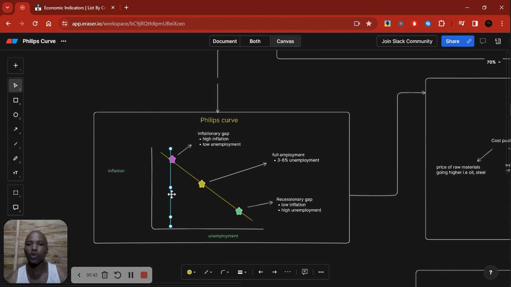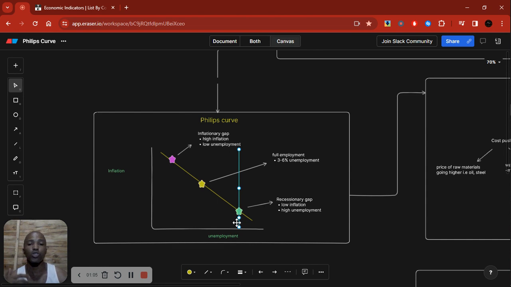And then we also understood this is the ideal scenario where we have moderate inflation and moderate unemployment, right? Or maximum or full employment. This was the other scenario or situation that the economy can be in. And then lastly, we also looked at that recessionary gap, right? Recessionary gap where unemployment is high, but inflation is low, right?